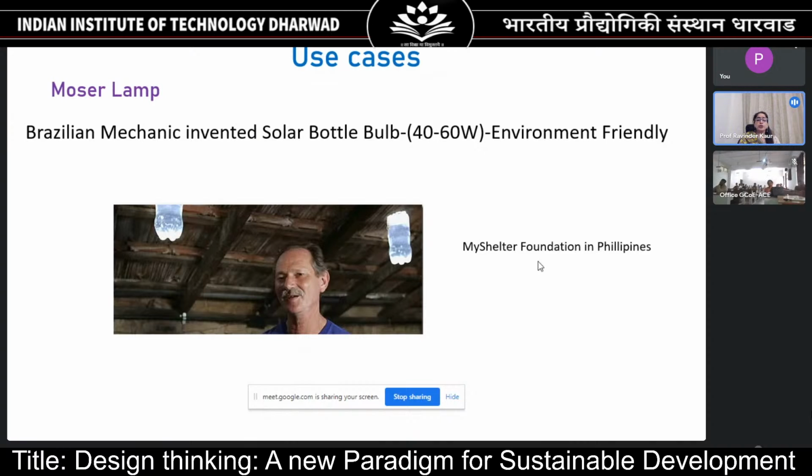So this is one of the use cases which talks about design thinking and sustainability both going together, and this has been given a commercial model by My Shelter Foundation in the Philippines.